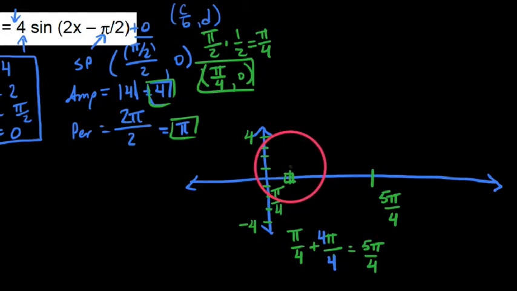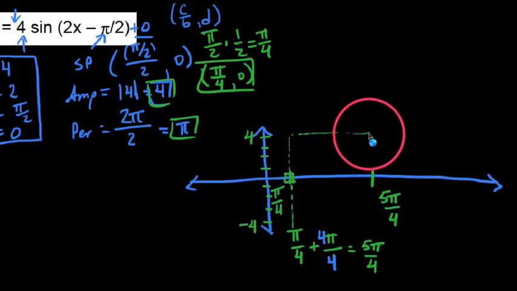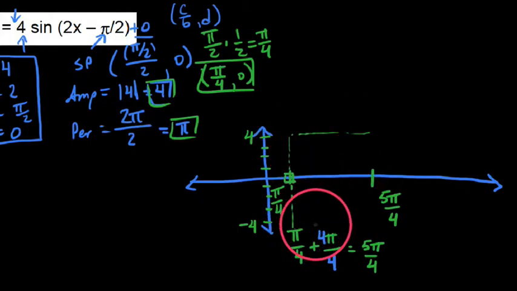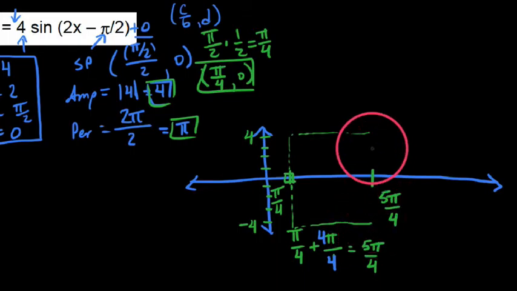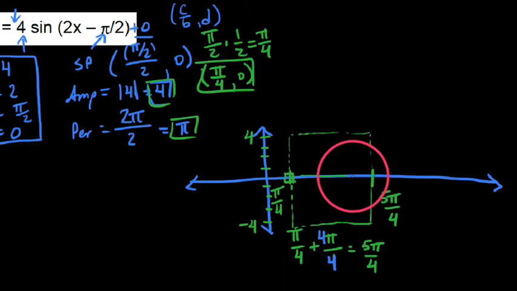So from here, let's go ahead and construct our frame. We're going to go up 4 units and down 4 units. And we're going to go outward just pi units to the right there, which would land us at 5 pi fourths. So we have our frame. So splitting this in half down its midline. Now we're going to split this in half.